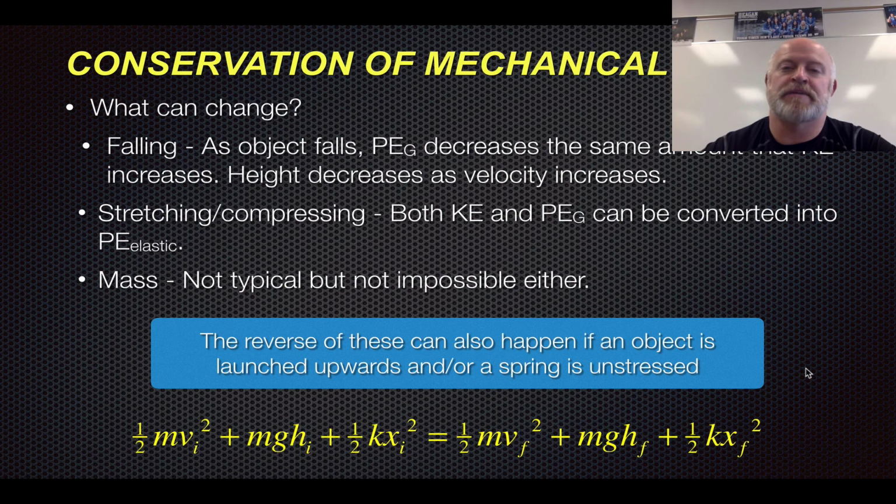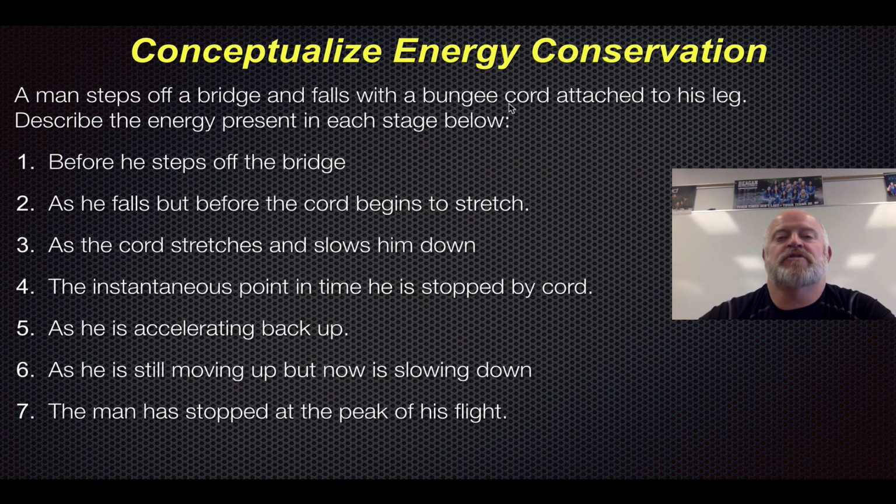Now keep in mind also, for these scenarios of falling and stretching, we could reverse that. We could shoot something upwards so it would move up, and we could release the stretch or the compression, and that would also cause some differences. So we can get the opposite effect to happen for these also. That leads us into our first conceptual idea here. What we have going on here is basically a person stepping off a bridge with a bungee cord attached to them. We're going to cover this in class as a class activity and also do some more math practice with this in class.